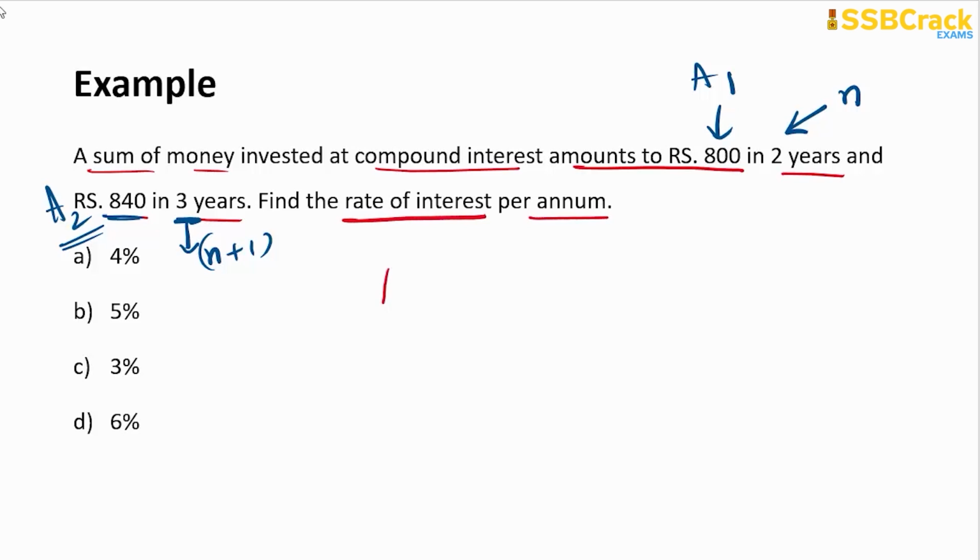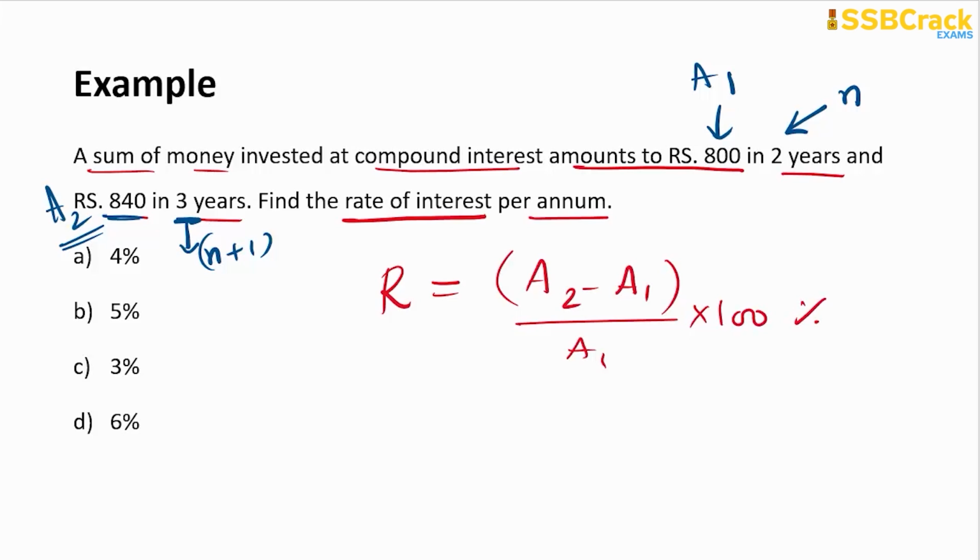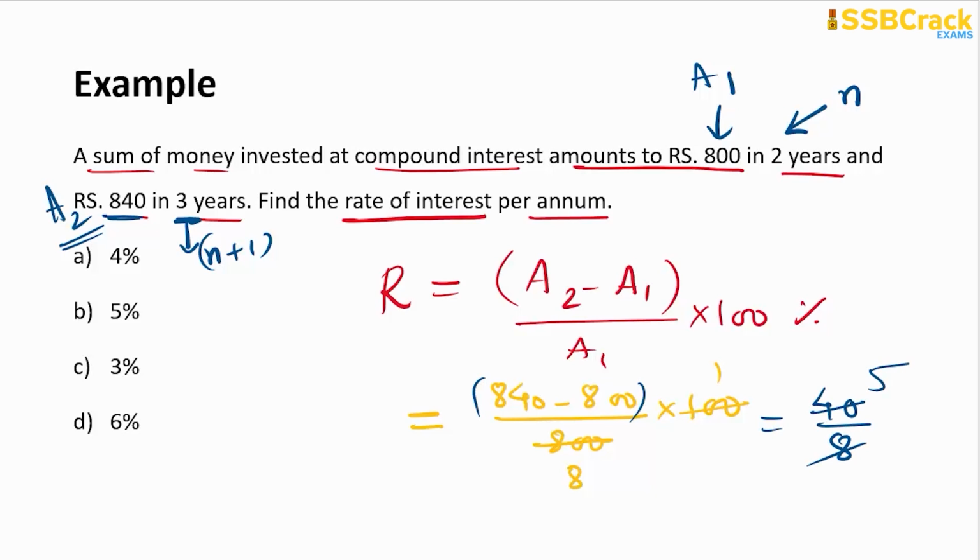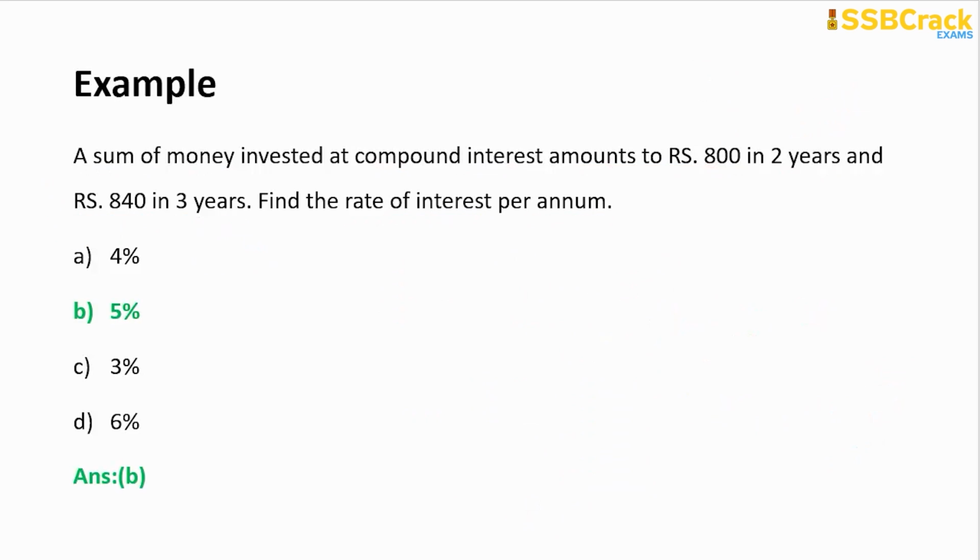We shall find out in this particular question the rate of interest per annum. So we have to find out R, and we shall use the R formula. What is that formula? It was A2 minus A1 in the bracket divided by A1 multiplied by 100%. Let's substitute the required values: A2 was 840, A1 was 800, divided by 800 multiplied by 100. So this is 8 cancelling by 100, and in the numerator the difference is 40. So this is 40 upon 8. 8 5s are 40. So we could see that it is 5%. And hence the right key for this particular question is option B.